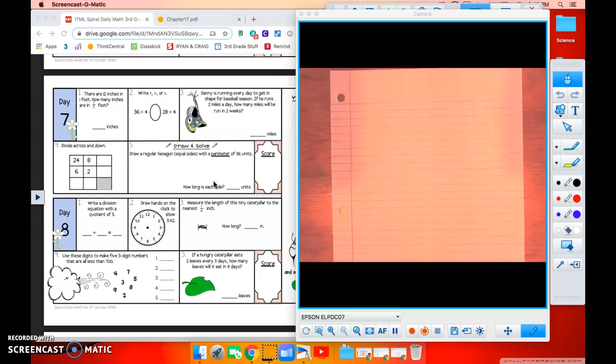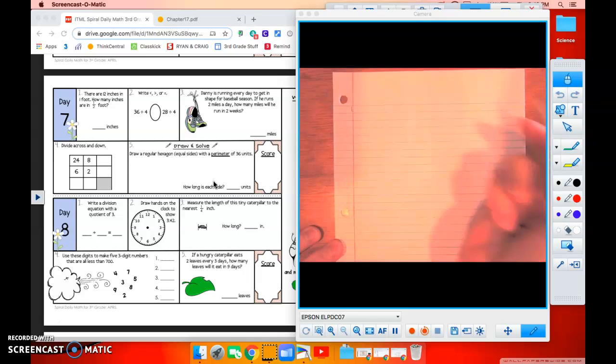Number 1, there are 12 inches in 1 foot. How many inches are in half a foot? So we got to break that in half, right? So 12 inches, if we divide it by 2, 12 divided by 2 is 6. So how many inches would that be? It would be 6 inches.